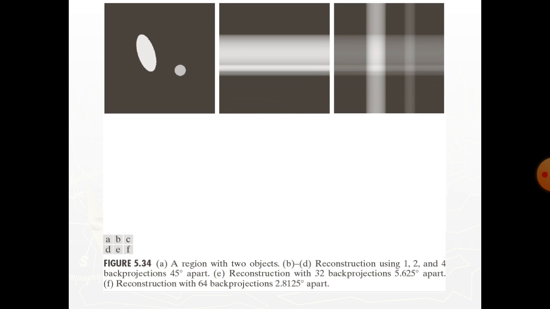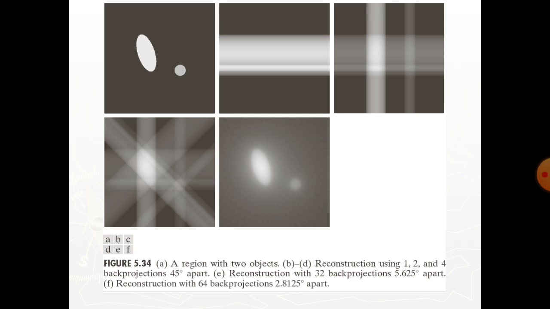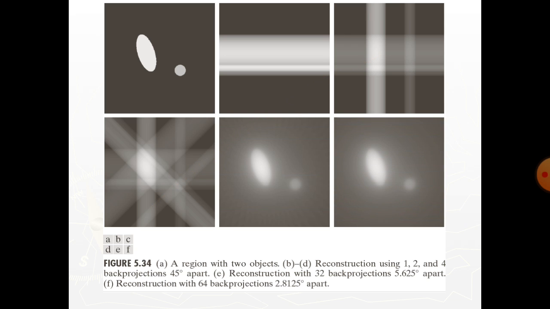Now figures C and D show the reconstruction using two projections 90° apart and four projections 45° apart respectively. The explanation of these figures is similar. Figures E and F are more accurate reconstructions using 32 and 64 back projections respectively. These two results are quite close visually, and they both show the blurring problem.